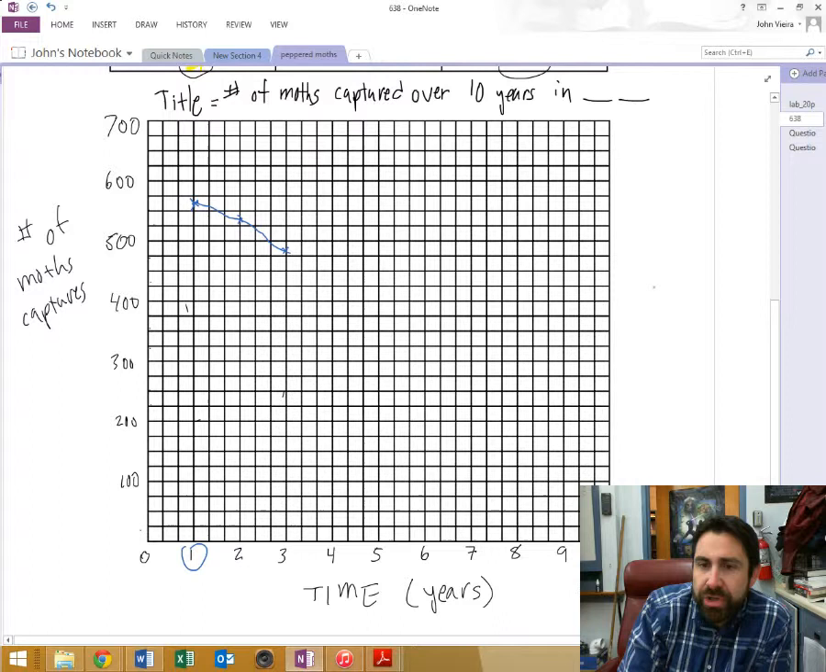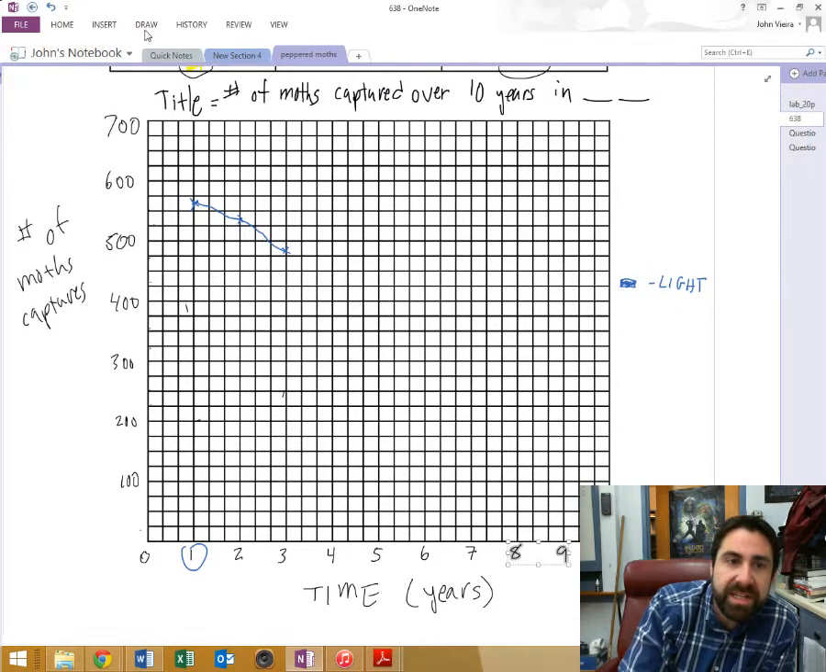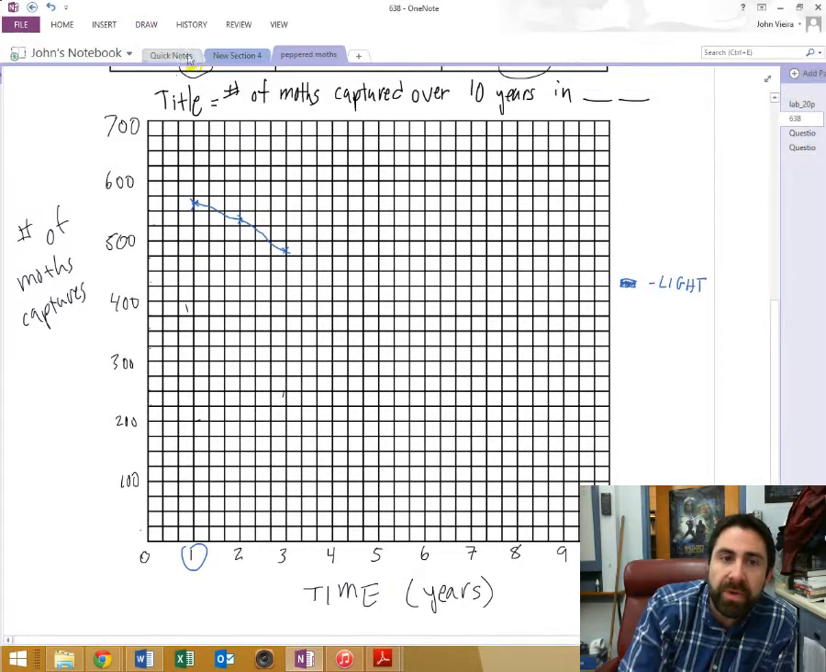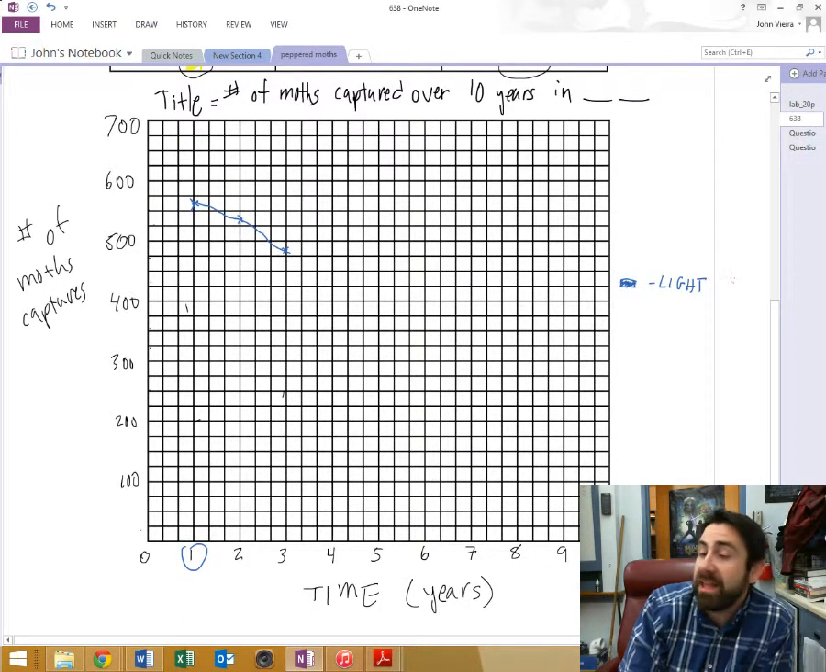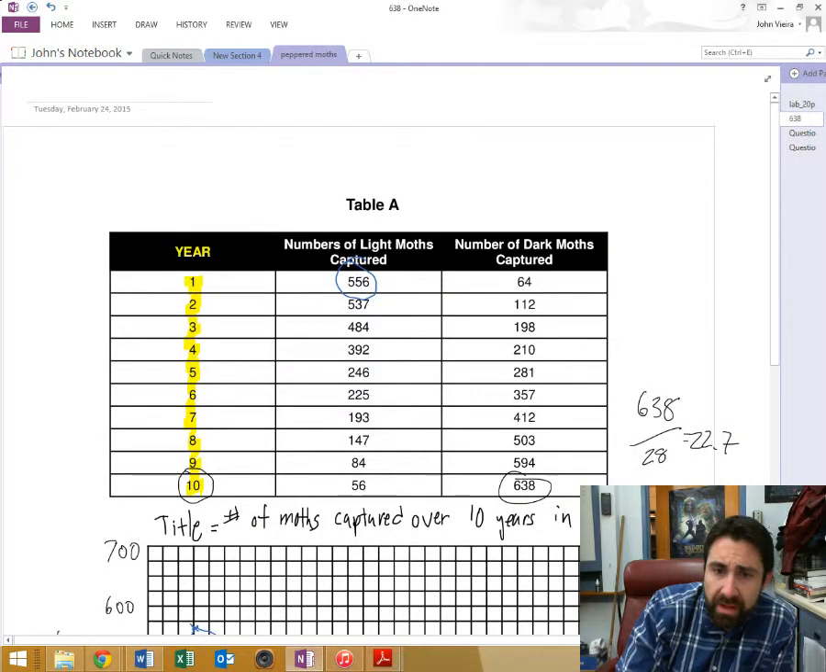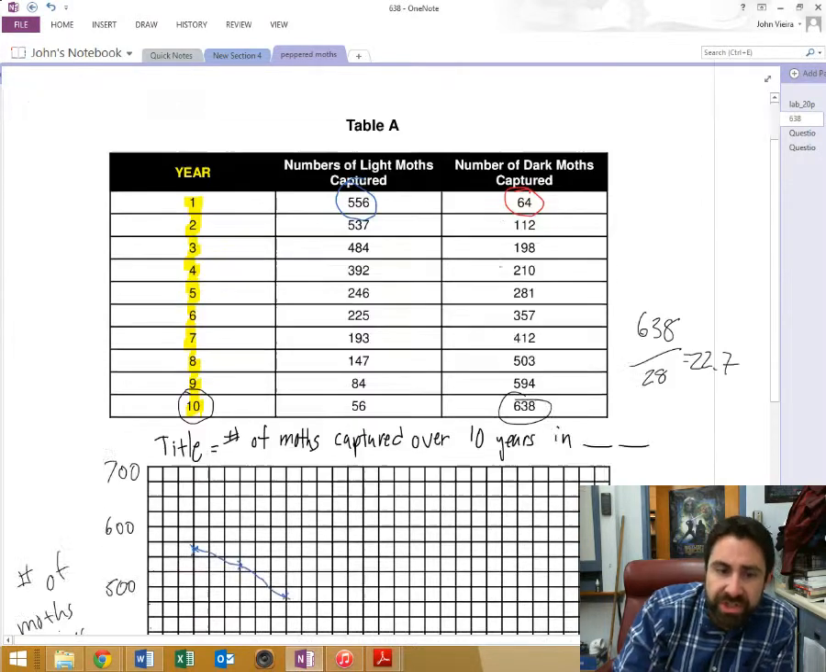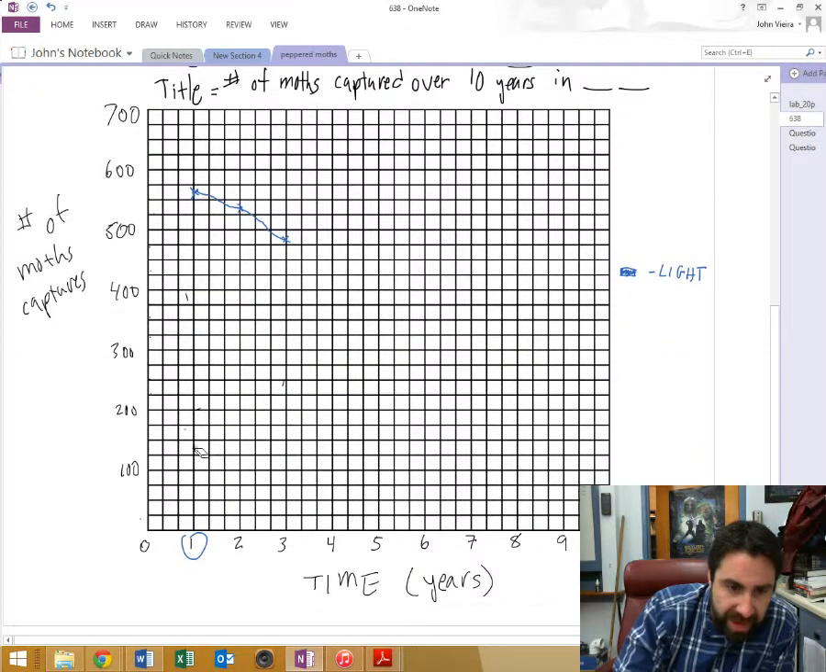Now, because I'm doing 2 line graphs on one graph, I want a key. So this color right here is going to be my light colored moths. So you need some sort of key to determine. Now I'm going to pick a different color, or maybe you can do maybe a straight line or a dotted line. Now I'm going to do the dark colored moths. So I'm going to start with the first data point, which is 64 for year 1. So that's going to be like right around here.